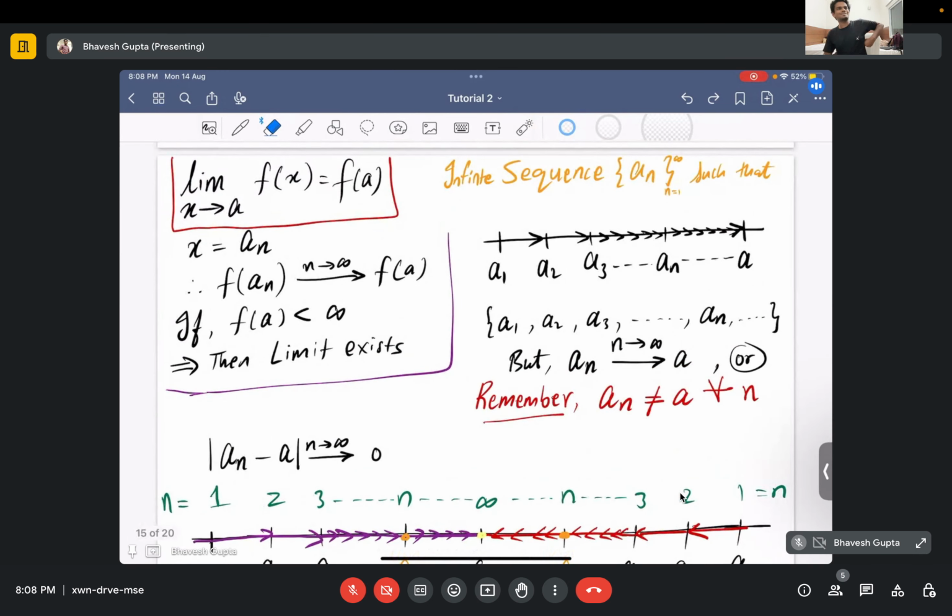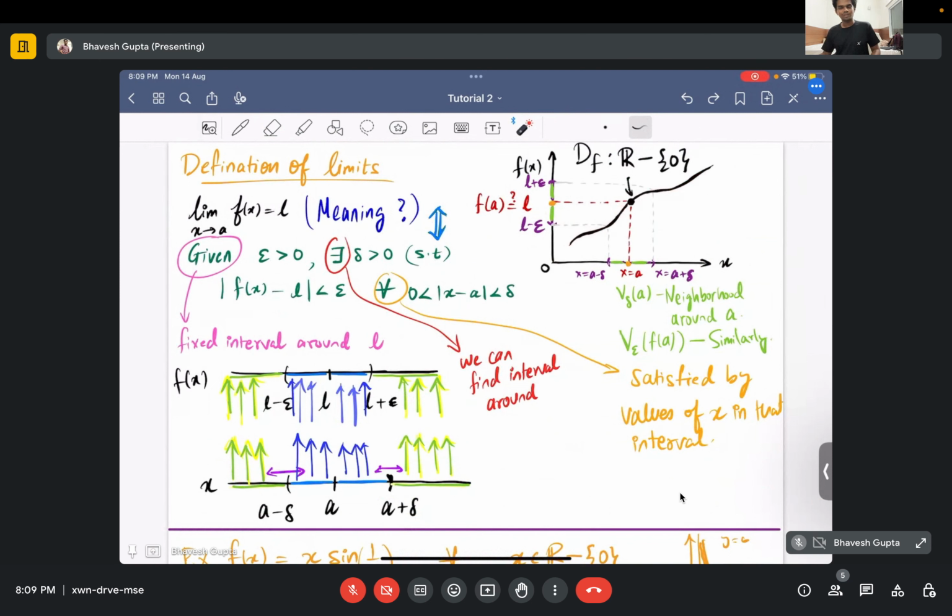So the earlier definition we have seen, for example here in this case, we approach this limiting point continuously, right? But the problem is that in real life you cannot go continuously, because that's an expensive process. So what do you do? You go in discrete steps and check whether the limit exists or not.